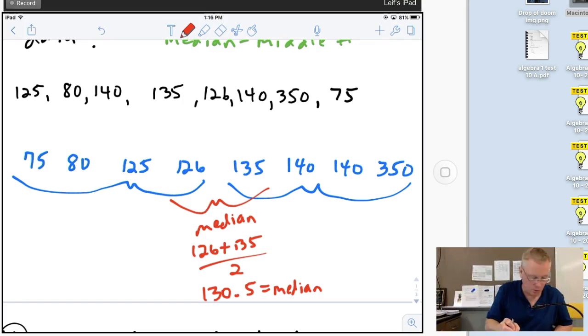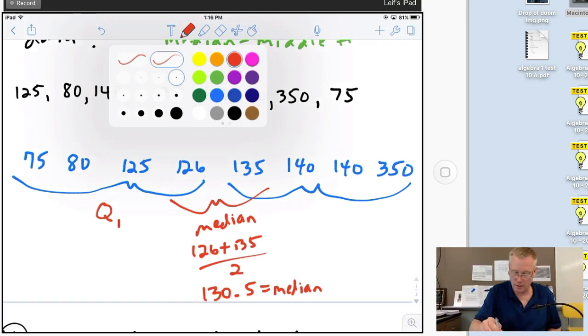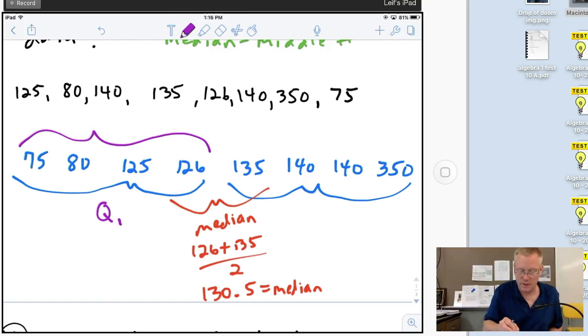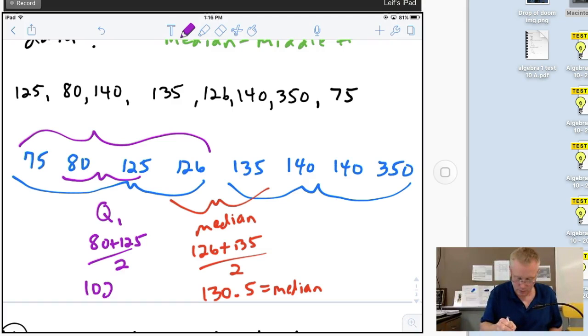Q1 is the first quartile, which means I'm going to take the middle number of these numbers right here. Change over to purple for a second there for Q1. Might make this easier. I'm looking for the median of the first half of the data. All right, what's the median of these four numbers? Well, once again, I got the 2 in the middle, so I'm going to go 80 plus 125 and divide by 2. And when you do that, you get 102.5 will be Q1, okay?